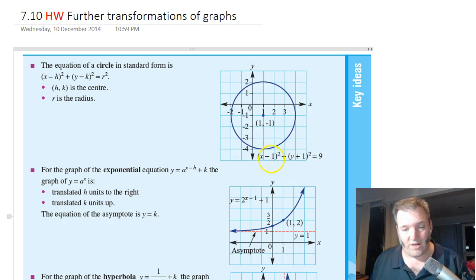So I'd say the turning point, (1, −1), radius of 3. I put those points in, they're at right angles 3 away, and I'd join them up and I'd have sketched the circle.